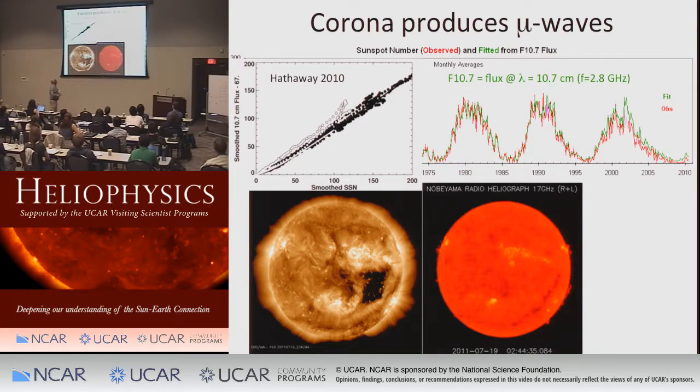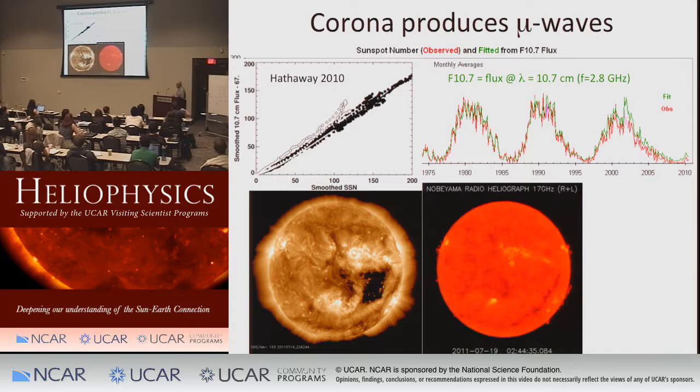But here is an image made in 17 gigahertz at Nobeyama, and a very similar image of the solar corona made in UV, 193. You can see the emission from all of the same structures. So microwaves are a very popular way of measuring the brightness of the corona, right? This is one of the more visually arresting methods, but this is equally valuable. And here's a plot of not the sunspot number, but the brightness of the sun at 2.8 gigahertz. This is a proxy for how much of a corona the sun has. All right, so that's the closed magnetic field corona.